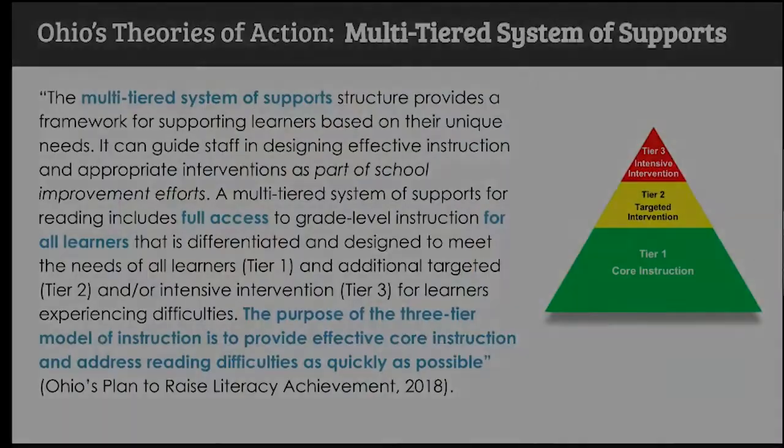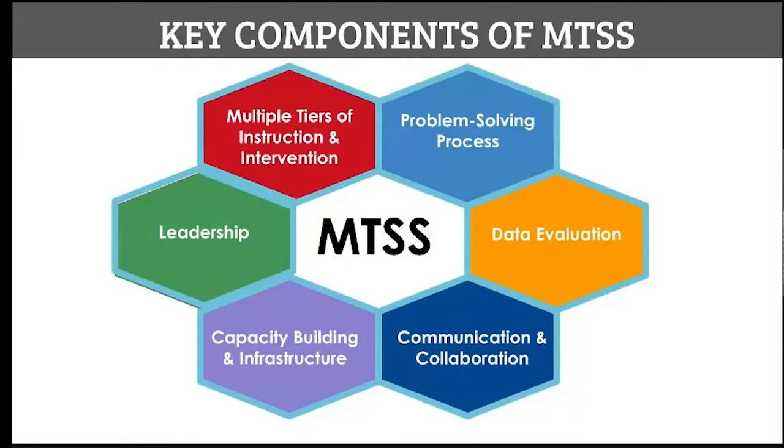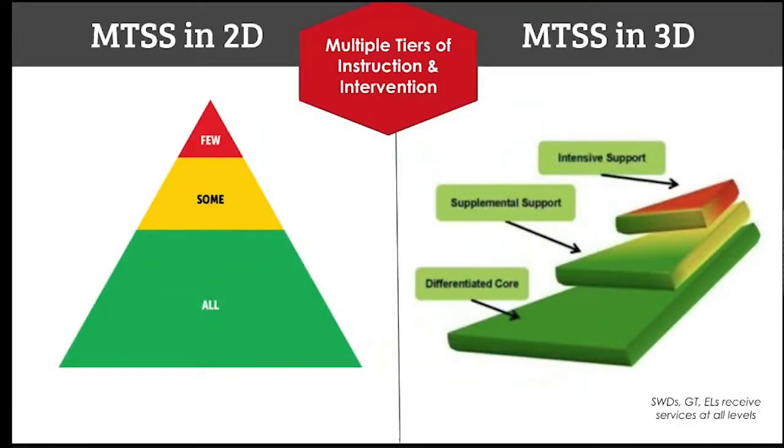as possible. A multi-tiered system of support framework includes the following key components: multiple tiers of instruction and intervention, the problem-solving process, data evaluation, communication and collaboration, capacity building and infrastructure, and team-based leadership. Multiple tiers of instruction and intervention is a hallmark of MTSS.